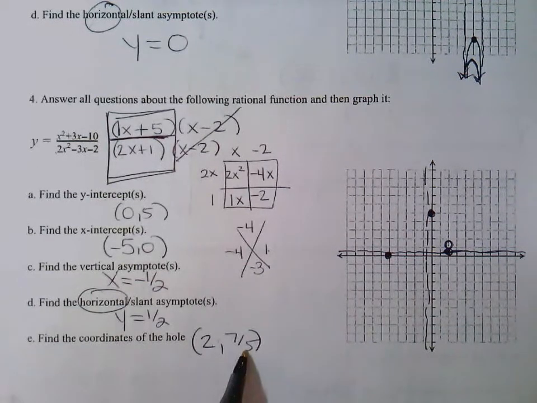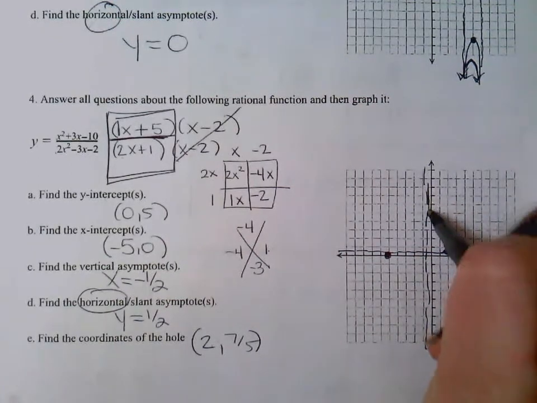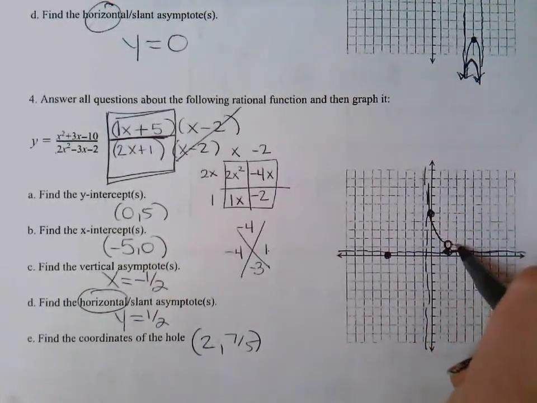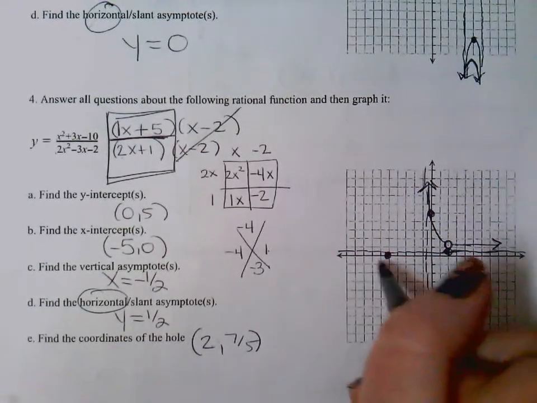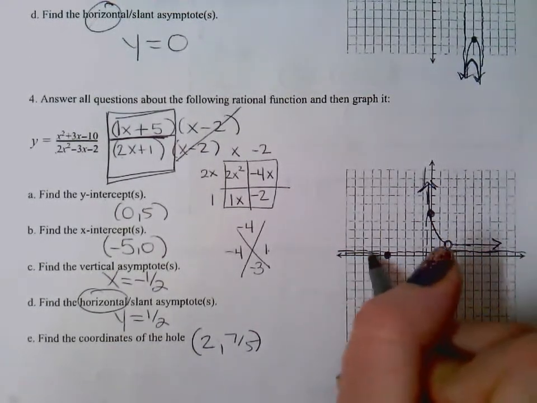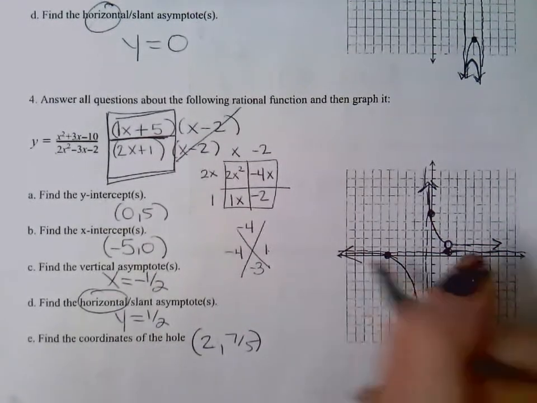So it looks like I can see what this side of the function is doing. It must come down here, go through the y-intercept, go through the hole, and hug this asymptote here. And this side must hug this asymptote, come down through, and then hug this asymptote.